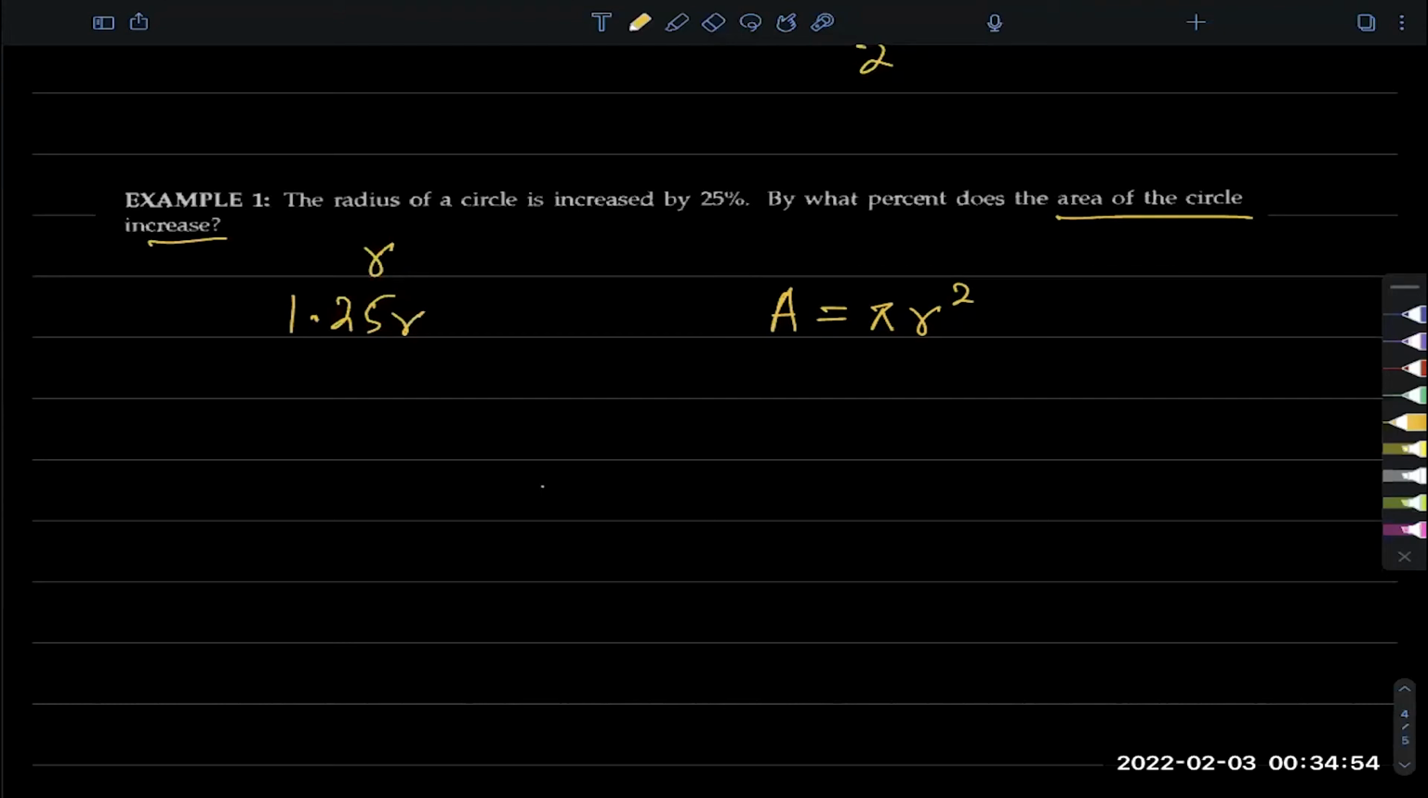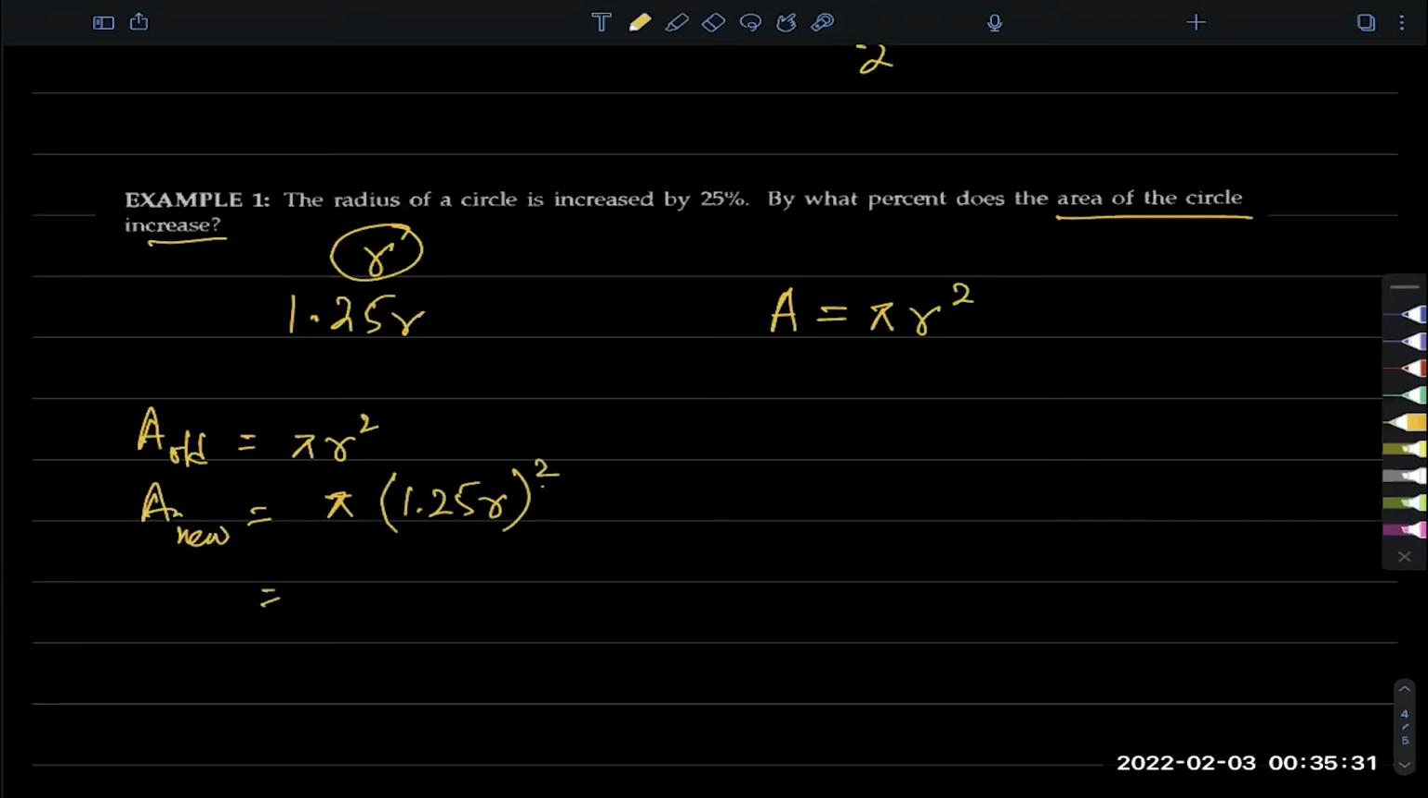Okay. Now, this is my general formula. So when I have a value of radius, what's my old value of area? Just plug it in. Pi remains pi. And it's going to be r squared, right? Now, what's my new area? For that, I need to know what my new radius is. Wouldn't it be pi times 1.25 r squared? The new one. And the 1.25 is going to be inside the parentheses. Yeah, I get that. So that's fine. Okay. Yeah. What is 125 squared?